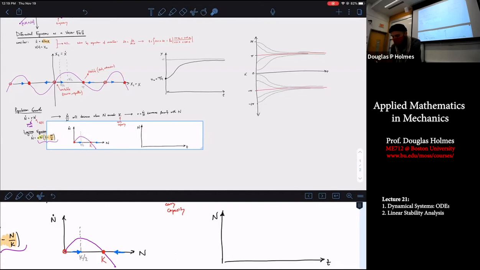If I start above k over 2, then I'll just slowly increase my population until I get to k. And if I start greater than k, I don't really have a growth rate anymore. I have more of a death rate where deaths are outnumbering births, if you will. And I'll slowly decay until I get to the stable fixed point here. So we can sketch that. We can say, well, let's call our stable fixed point k. It's just a number.